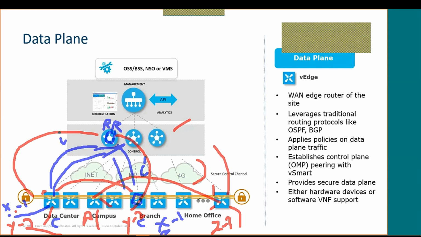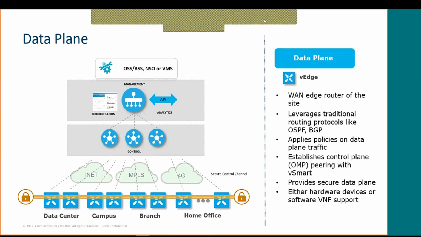So once two branch routers already learn the subnets of each other, even if the controller is not available, shouldn't they be able to continue to communicate?